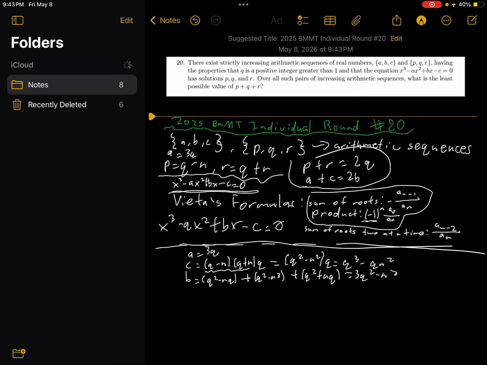So now we can use this fact to make another equation. A plus C equals B. This means that 3q plus 3q is A, and then plus C. C is this: 3q plus q cubed minus qn squared equals B, which is, I mean 2B, which is 6q squared minus 2n squared.